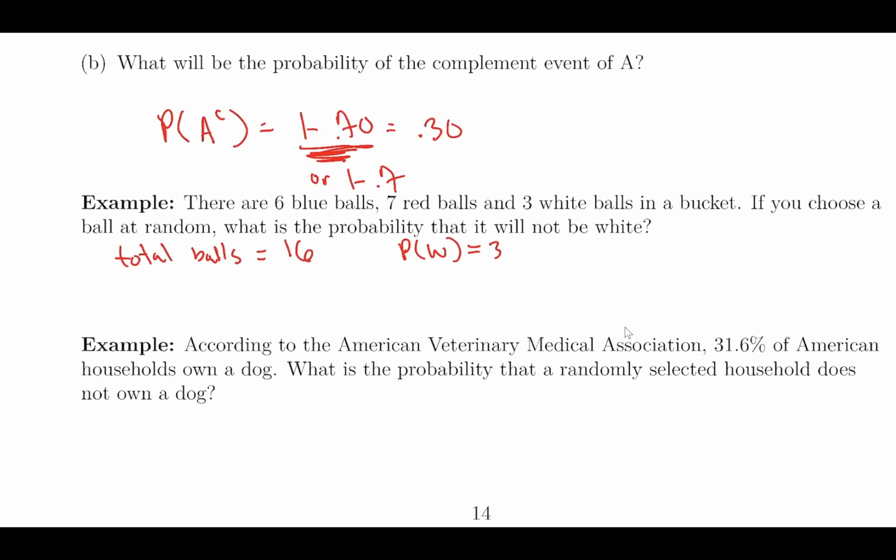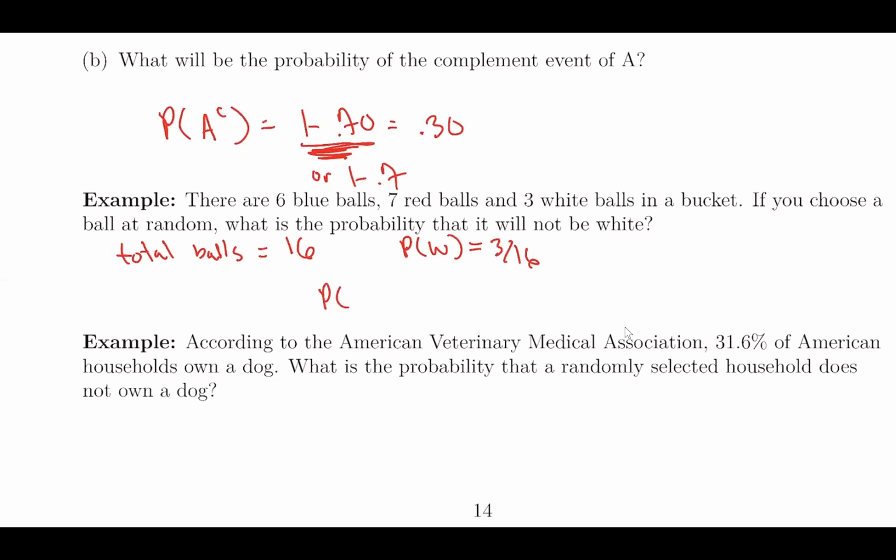3. And remember, you divide that by 16. But remember, this is not what we want to find. We don't want to find the probability that the ball is white. We want to find the probability that the ball is not white. So we could use the complementary rule: we take the complement of the probability that it is white, so 1 minus 3 out of 16. 1 minus 3 out of 16 is 13 out of 16.